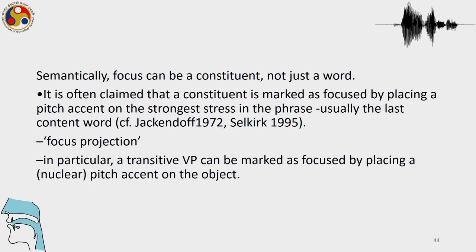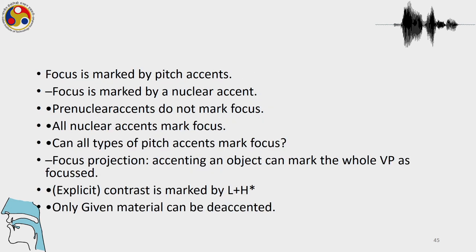Semantically, focus can be a constituent and not just a word, and it is often claimed that a constituent is marked as focus by placing pitch accent on the strongest stress in the phrase, usually the last content word. And this is called focus projection. And in particular, a transitive verb phrase can be marked as focus by placing a nuclear pitch accent on the object. So, focus is marked by pitch accents, and focus is marked by a nuclear accent. In another lecture, we will talk about nuclear accents and pre-nuclear accents. Pre-nuclear accents do not mark focus, and all nuclear accents mark focus.